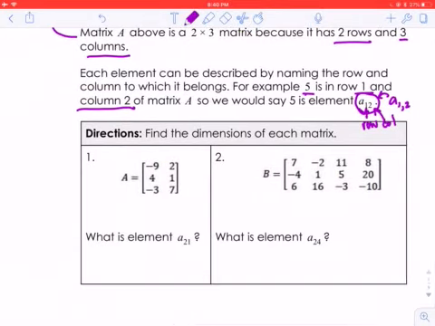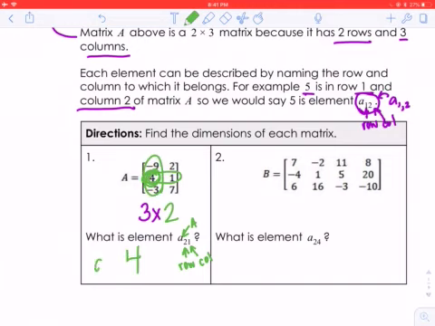So for example, it says, find the dimensions of each matrix. In this case, I always count rows first. So I have 1 row, 2 rows, 3 rows. So this is a 3 by, and then I have 1 column, 2 columns. So this is a 3 by 2. Then it asks us, what is element A21? This is in matrix A. It's going to be the second row and the first column. So in the second row here and the first column here, that's going to be this number 4. So A21 would be equal to 4.